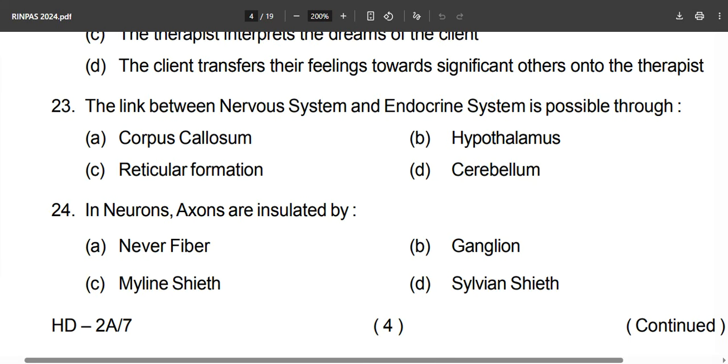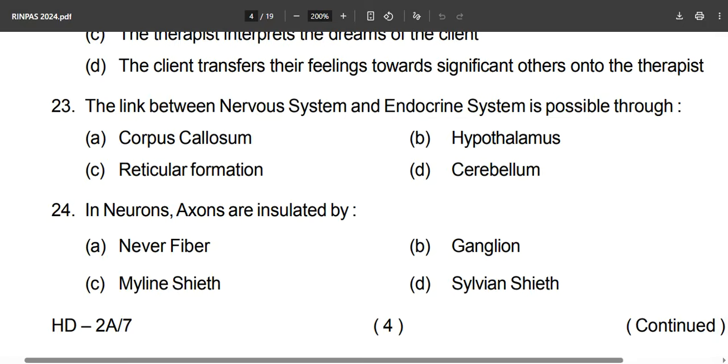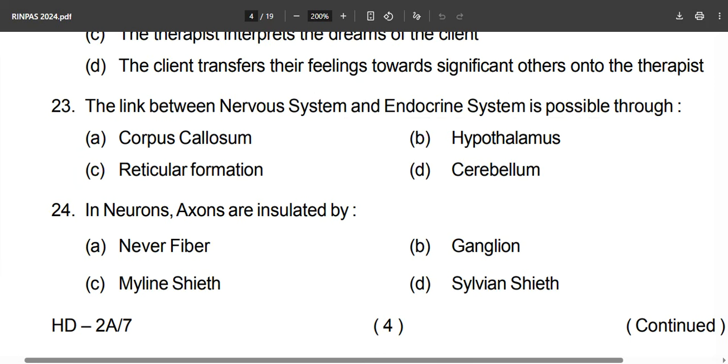Now, what does question number 23 say? The link between the nervous system, one component of your body, and the endocrine system, another component of your body, is possible through... Of course, you will answer this question correctly. Is it option A, B, C, or D? What do you think is the correct answer? Think of it quickly in your head. The correct answer is option B, hypothalamus, which is also considered the big boss.